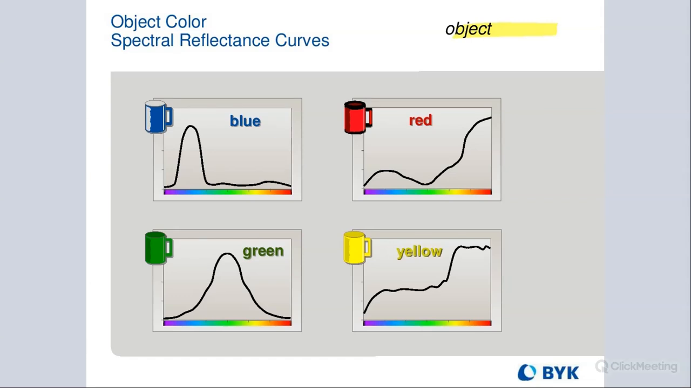Like I mentioned before, our specular reflectance curve is essentially the fingerprint of a color. So you can have many variations of these curves, but they're always exact to one specific color.